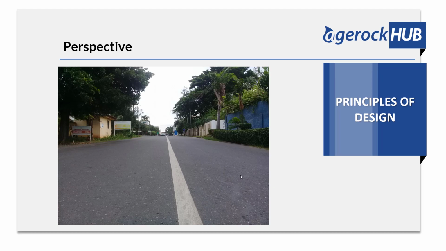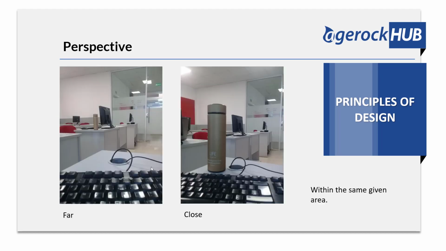Let us use the road as an object in this picture. The part of the road closer to where the shot was taken from, this area, appears bigger, while the part of the road far from where the shot was taken from appears diminished, and that is this area. In this picture, you can easily tell that the vacuum cap is far from where the shot was taken from. Over here, you can also tell that the vacuum cap is closer to where the shot was taken from.